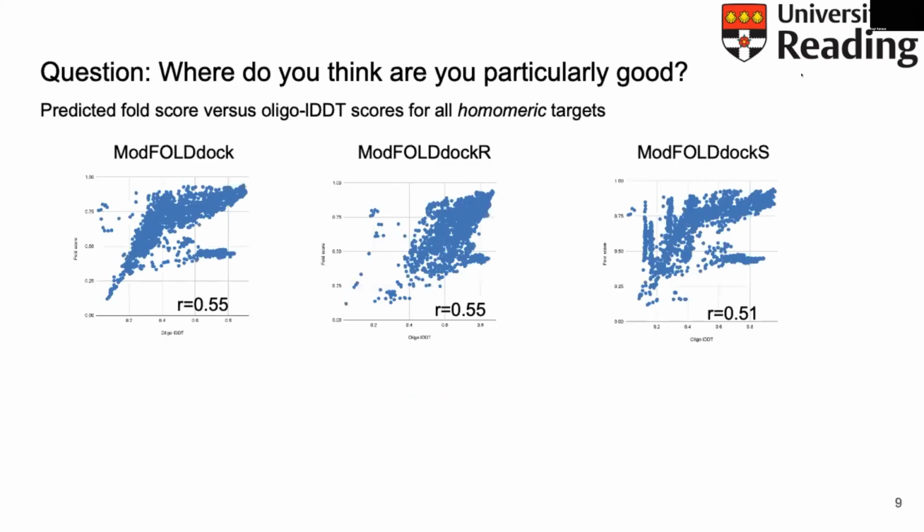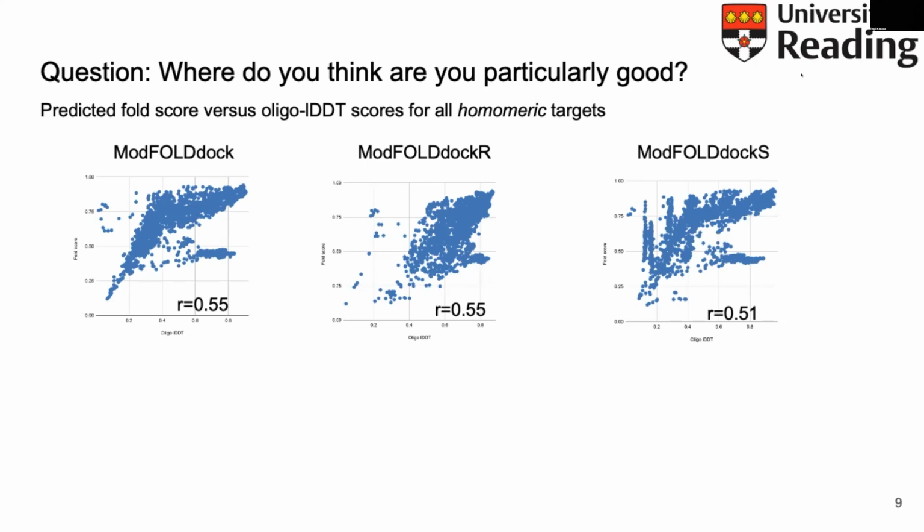So I'm going to now attempt to answer some of the assessors' questions. Gabriel sent us the questions before the meeting. And firstly, the first question was, where do you think you're particularly good? In order to work this out, the first thing we did was to calculate all the observed scores for the models and then plot them against the predicted scores for all models. So here we have the predicted fold score versus the oligo LDDT score for all homomeric targets.